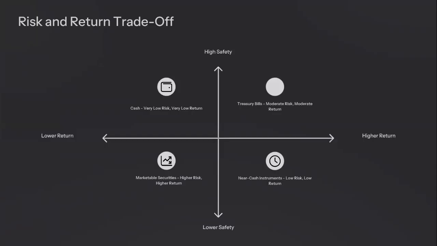So these are the four quadrants of risk and return. In the first quadrant, if you can see here, it is high safety, low return. So when I'm in this quadrant, I will have low returns and my safety will be high, because we have a universal formula: when the risk is high, the returns are always high.